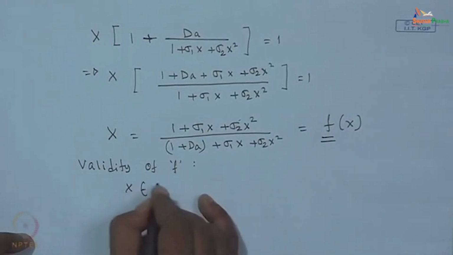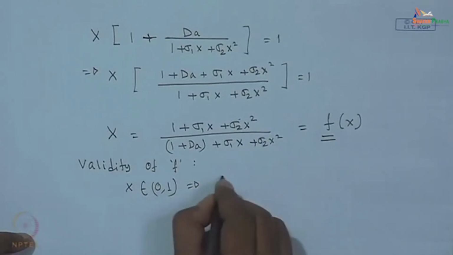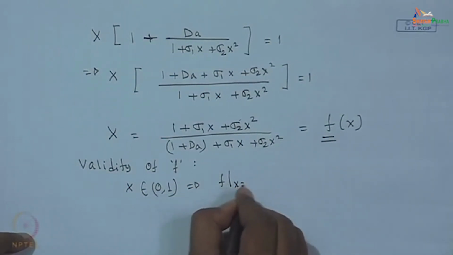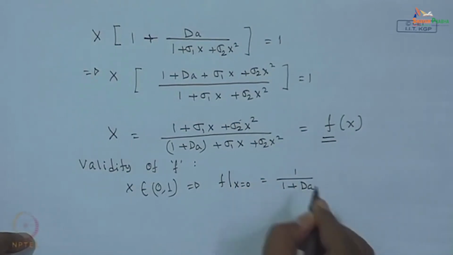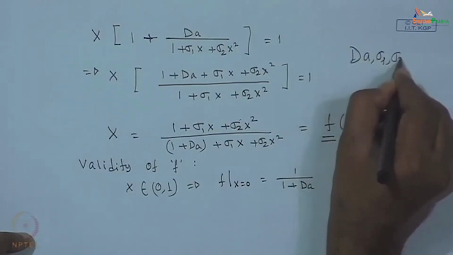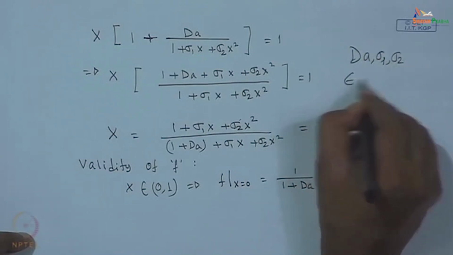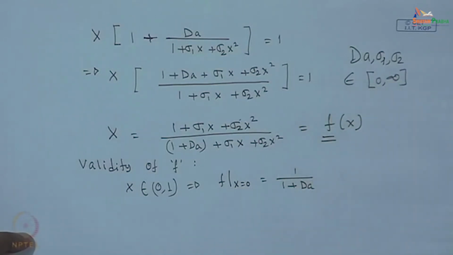X lying in between 0 and 1, let us put the minimum value of x as 0. So, f at x equal to 0 becomes 1 divided by 1 plus dA, and all these 3 parameters dA, sigma 1 and sigma 2 lie in the positive real half plane.